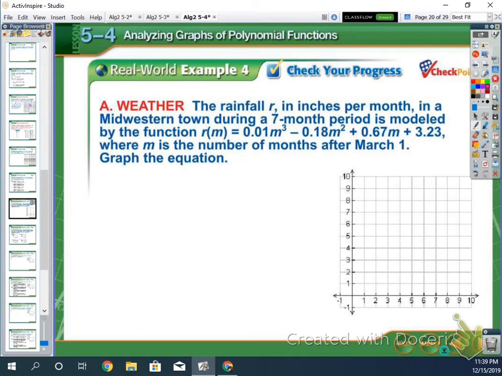Next up, real world example. So rainfall in inches per month in a Midwestern town during a 7-month period is modeled by the function R of M equals all that stuff, where M is the number of months after March 1st. Graph the equation. So go into your y equals. Obviously we're not going to use m's when we type this in, right? We're going to use x's. So I am typing this in right now.